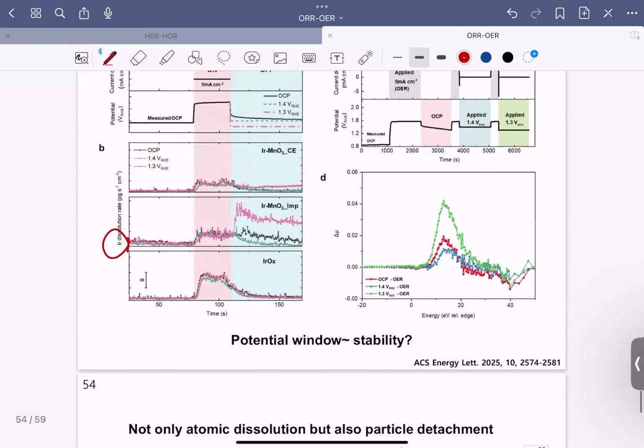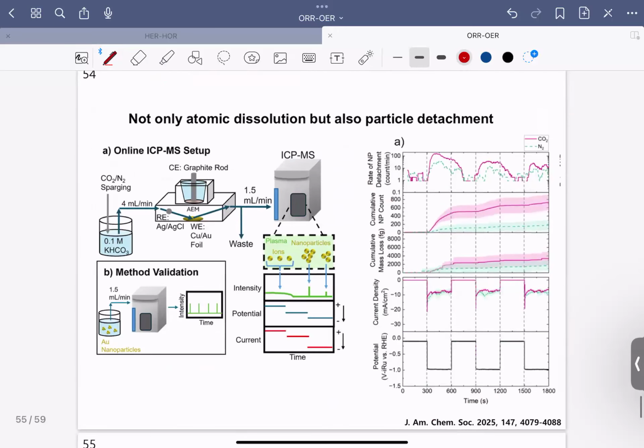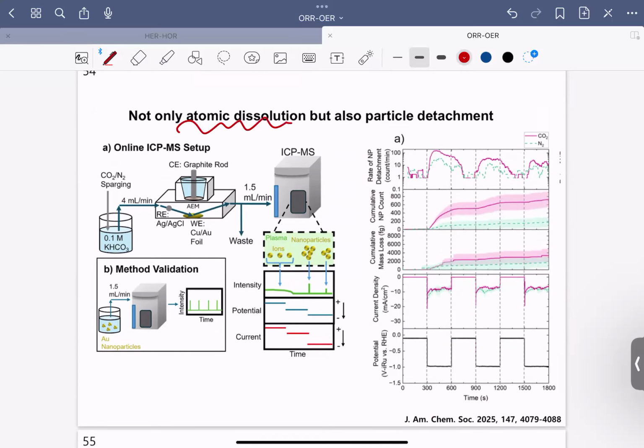So this is really powerful, not just for atomic dissolution. People would like to utilize ICP-MS because not only atomic dissolution, we can also monitor particle detachment from the support materials, right? This is one good example, published very recently from Thomas Jaramillo's group at Stanford, and they figured out that there is a huge detachment of gold nanoparticles during CO2 reduction. So we can confirm the detachment of the particles during the reaction condition, right?